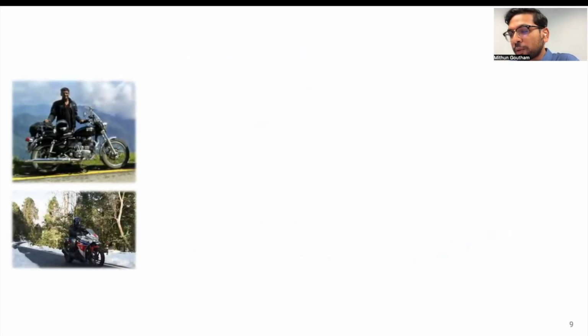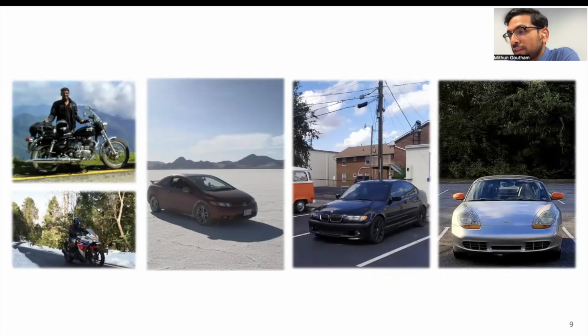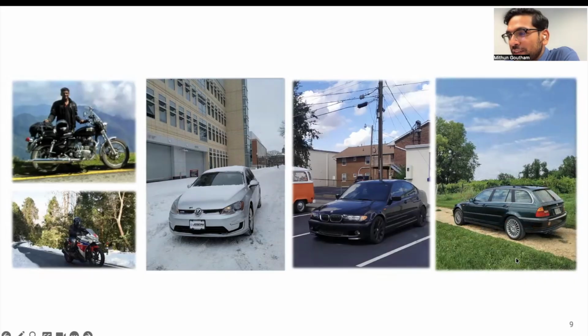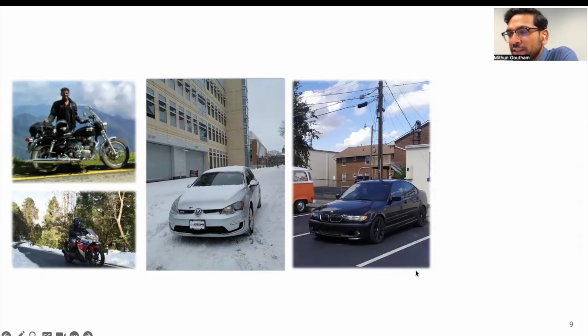A little bit more about myself. I love motorcycles. This is me in the Himalayas. I love all things automotive. So these are some of the cars I've had. I have an electric car that has been a great lesson in managing range anxiety. I also have this wagon that I sold recently. Yeah, these are the cars that I have currently. This BMW in particular is one of my favorites.